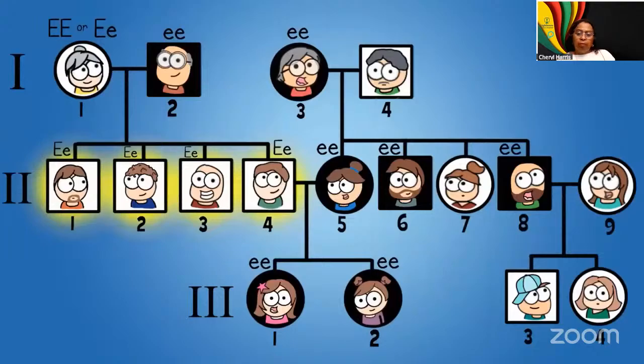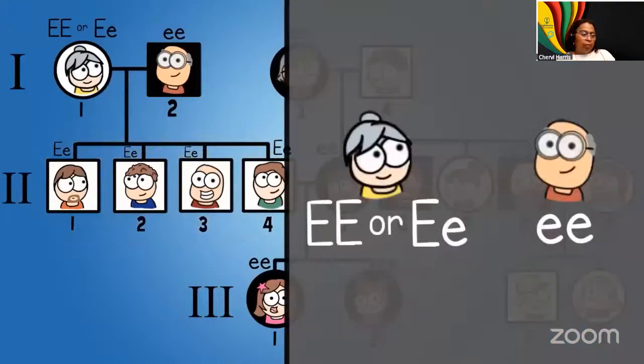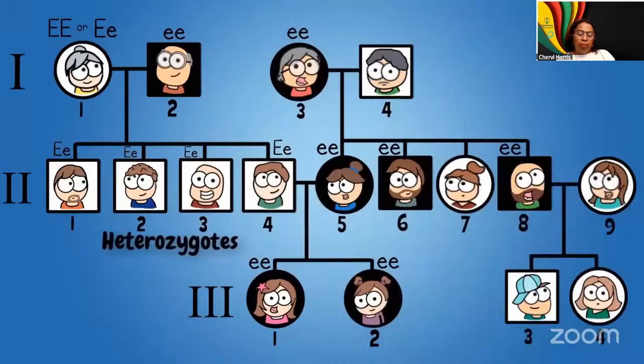Remember, they have to get an allele from each parent, and that means they're going to have to pick up that little e from my grandfather. They will be heterozygotes, and that's the only option here. Pause this video and try to solve the right side of this pedigree now.